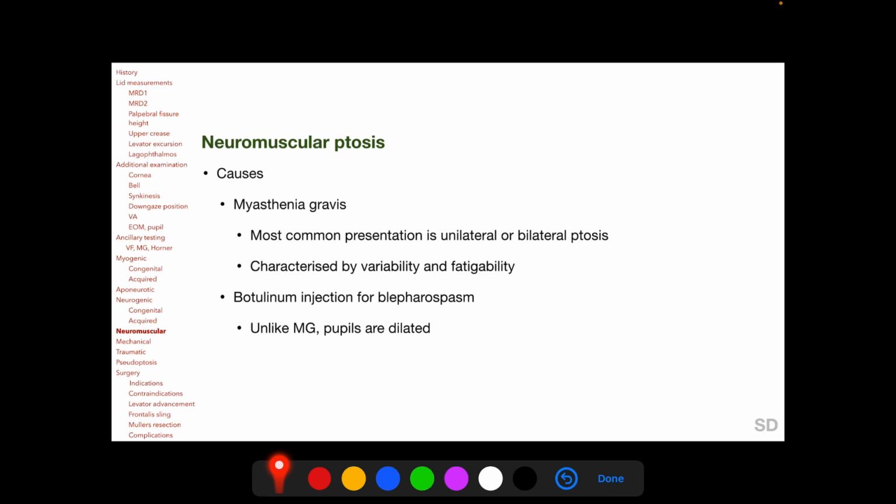Unlike in myasthenia gravis, in botulism, pupils are dilated because botulinum toxin prevents release of acetylcholine from presynaptic terminals in both nicotinic and muscarinic junctions, whereas in myasthenia gravis, only nicotinic junctions are affected by antibodies to nicotinic acetylcholine receptors.